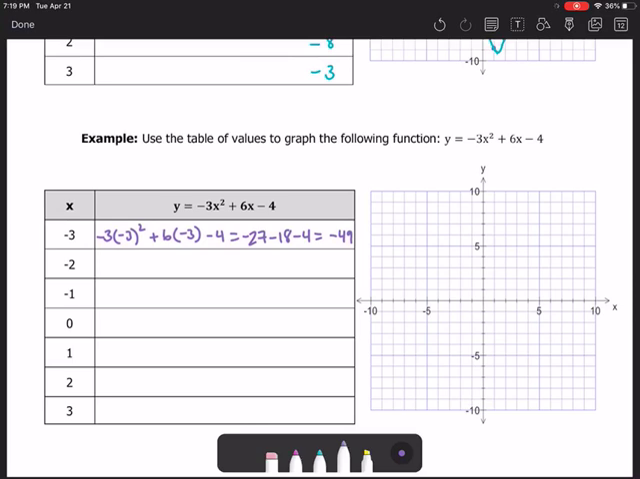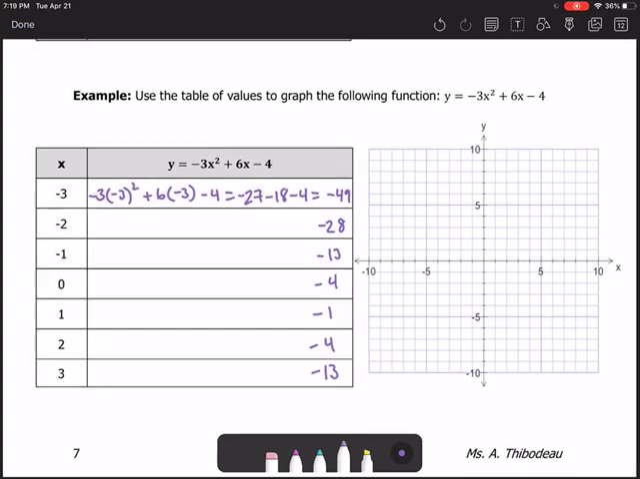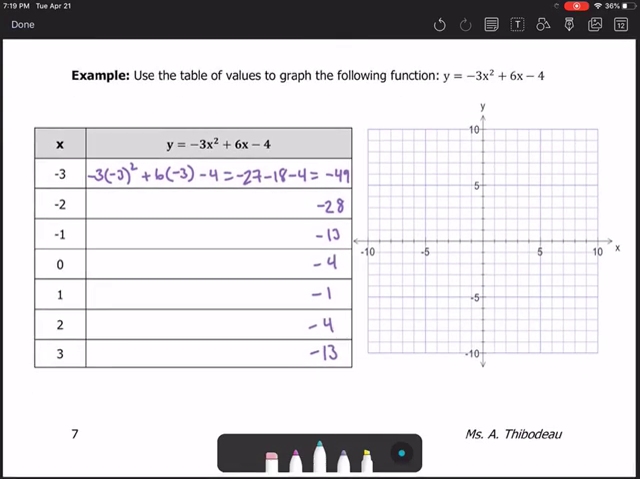Unpause. Welcome back. So, as you went ahead and plugged those in, so did I. And I ended up getting -28, -13, -4, -1, -4, and -13. Whoa, twinsies, you got the same? Dope. Alright, we're going to plot all those points that fit on our graph here. Notice our graph has our x-axis labeled, our y-axis labeled. We've got this beautiful scale going on.